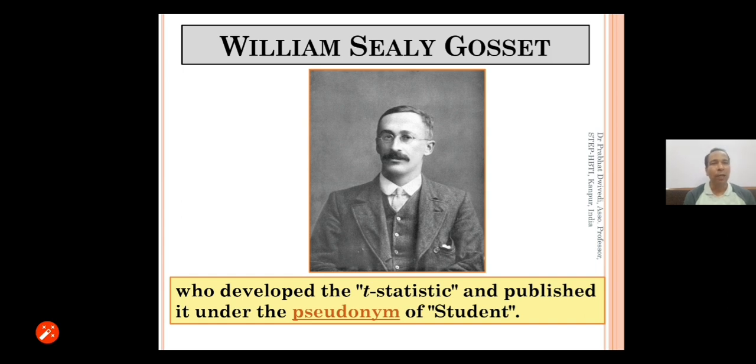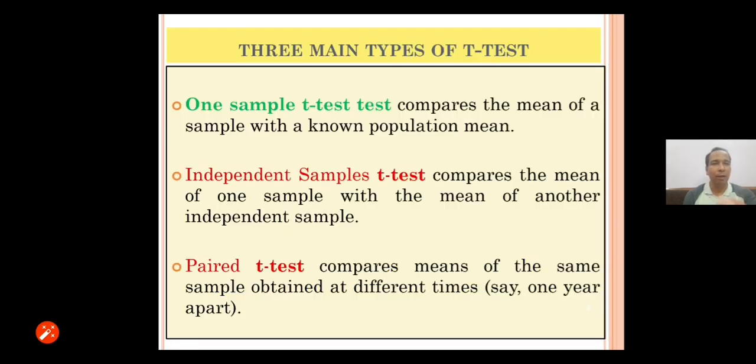So first we will peep into the history of the t-test, like who developed it. This was William S. Gossett who developed the t-statistic, and in fact for the first time he published with his pseudonym, Student. That's why it is also called the Student t-test for t-distribution. This was just a historical point which I told you.